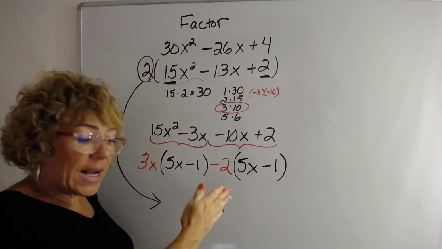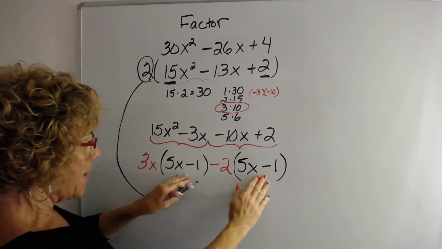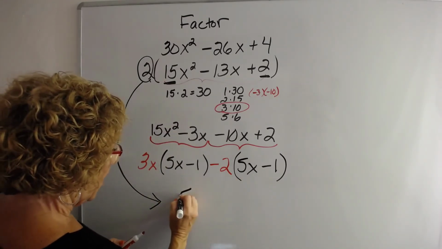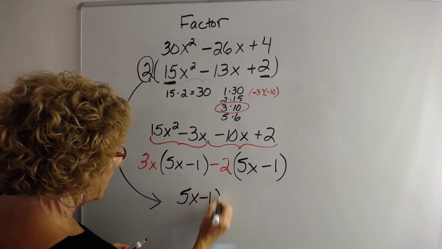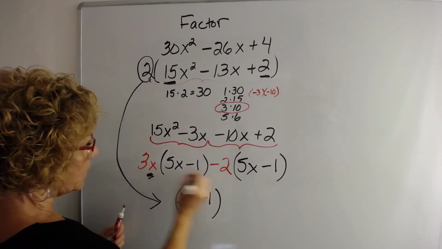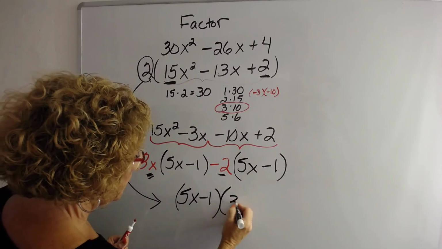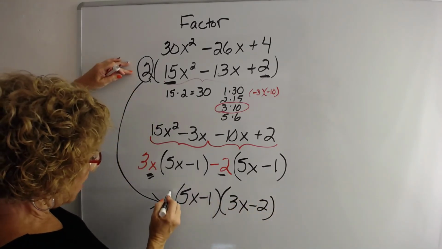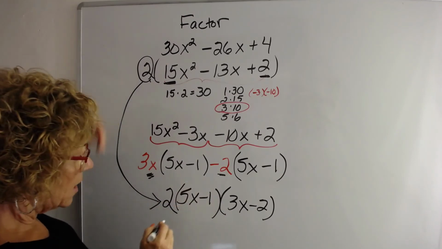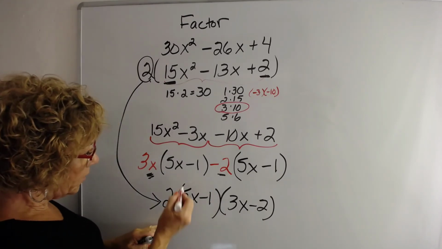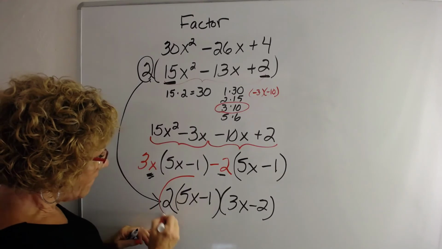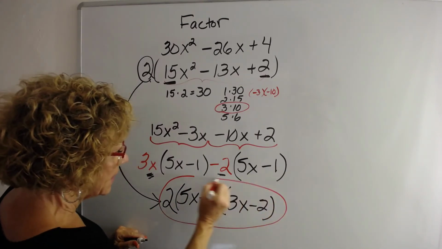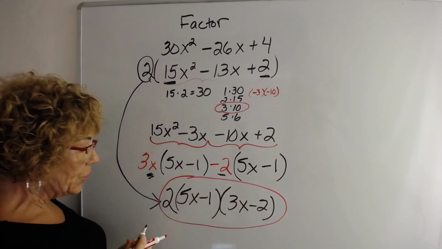Okay, we have to factor again. And you can see they both contain a factor of 5x minus 1. And what's left is 3x minus 2. But don't forget our greatest common factor of 2. So our final answer will be 2 times 5x minus 1 times 3x minus 2.